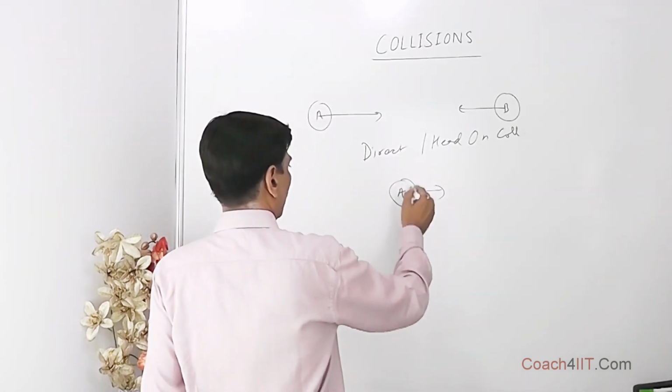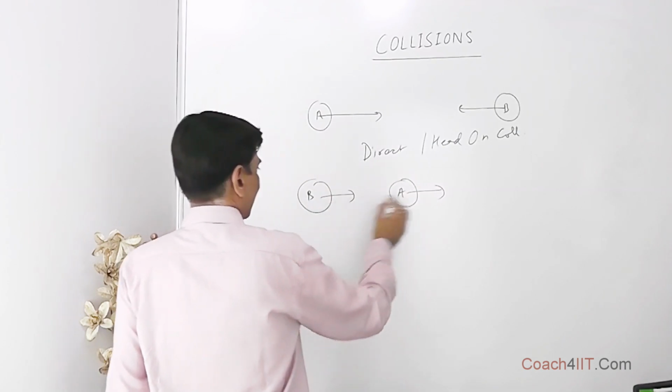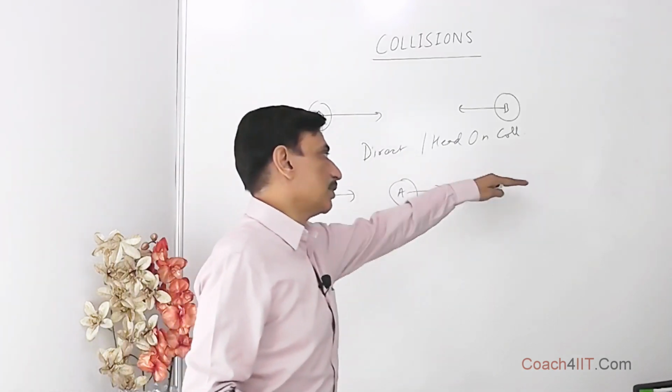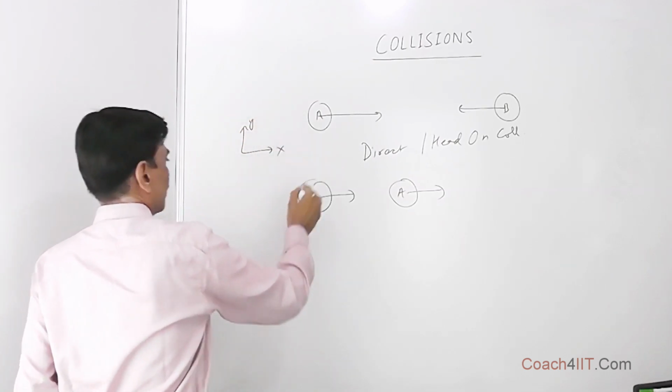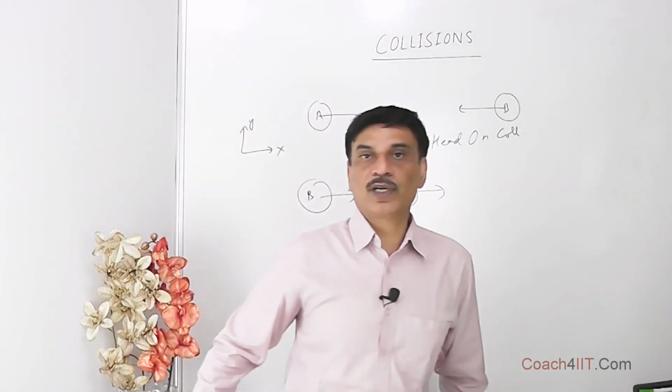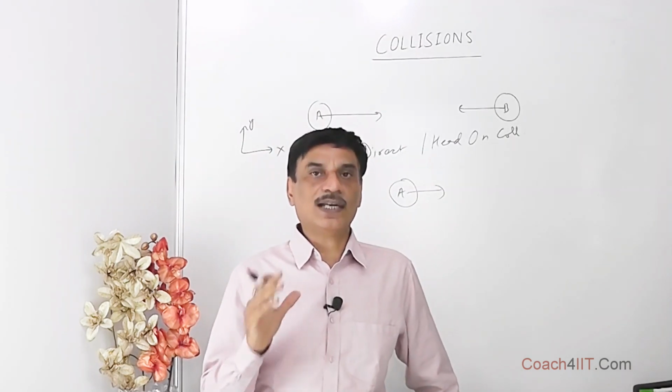It may be, let's say, that one body is going in this direction, and the other body with a greater velocity hits it from the back, and both bodies are just moving along the x-axis. If we take this as the x-axis and this as the y-axis, both bodies keep moving along one axis only. That is what we call a collision in one dimension.